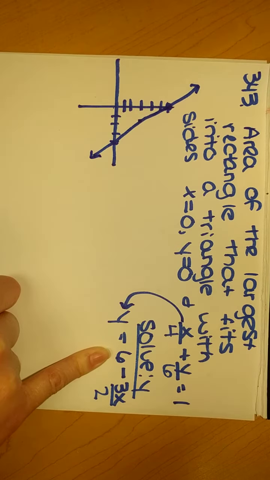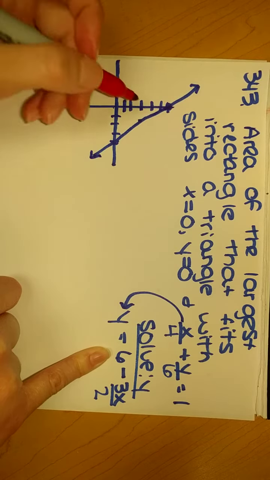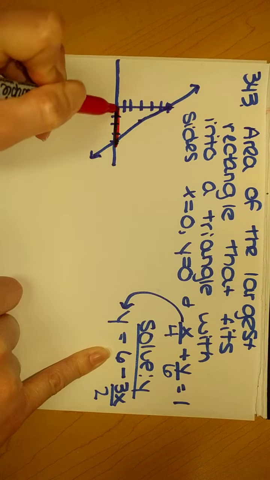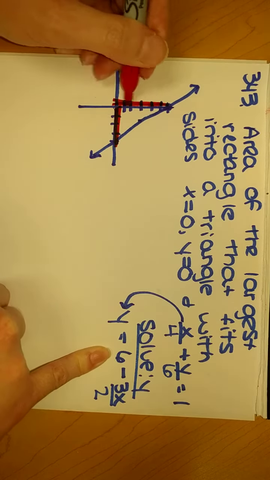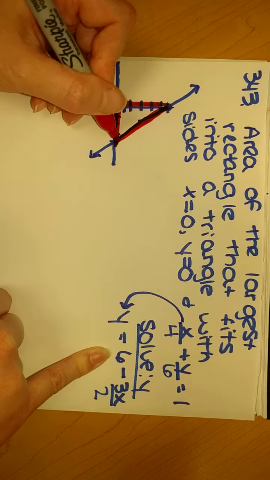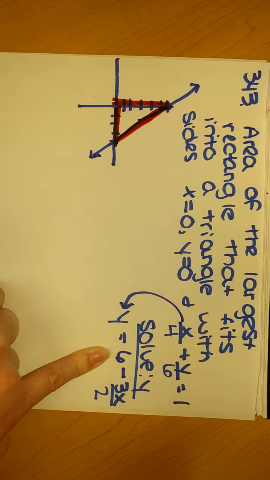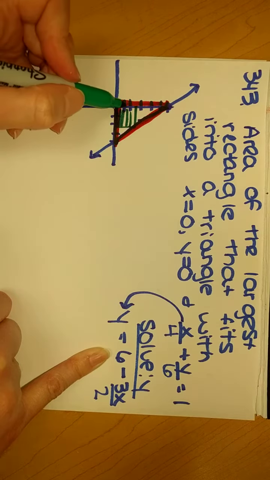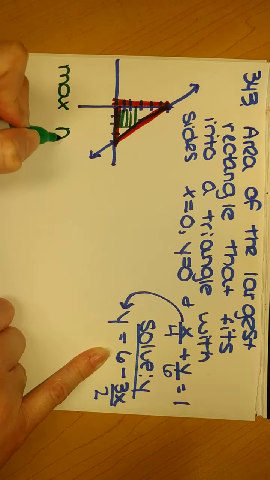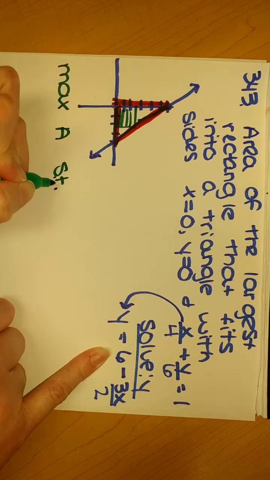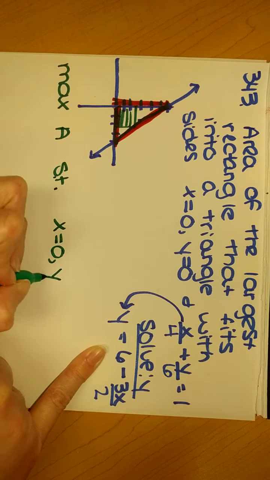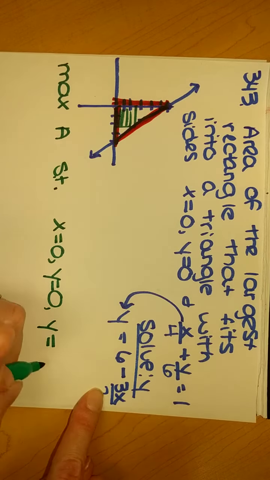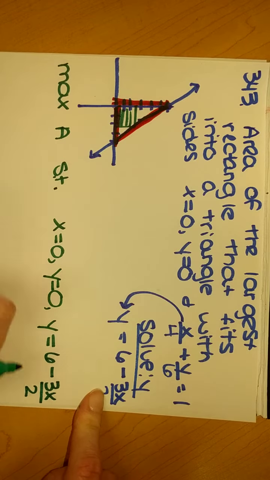And they're asking us to find the largest rectangle that fits into this little triangle that has a side of x equals 0, y equals 0, and then this line is the third side of the triangle. So what you're trying to figure out is where this rectangle is that's going to maximize the area. So we are trying to maximize the area of the rectangle subject to these constraints that x equals 0, y equals 0, and this line. And when you take this line and solve for y, you get 6 minus 3x over 2.